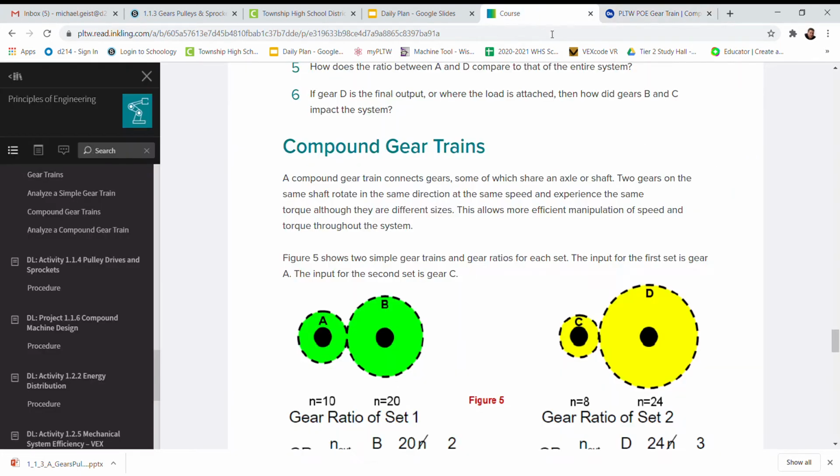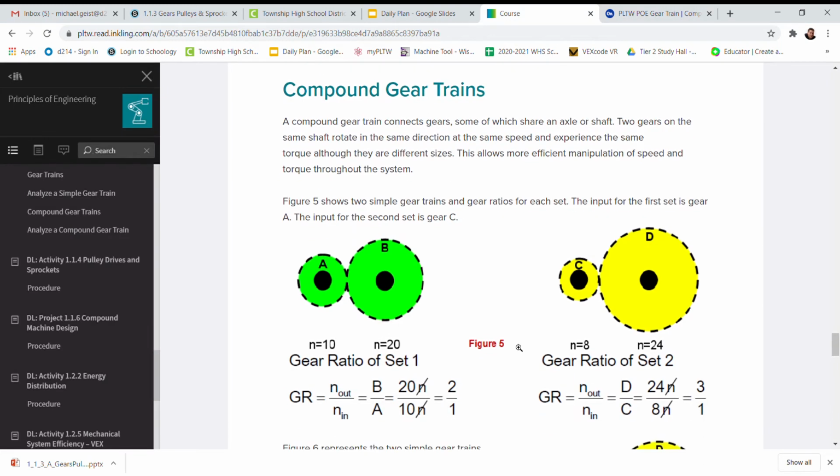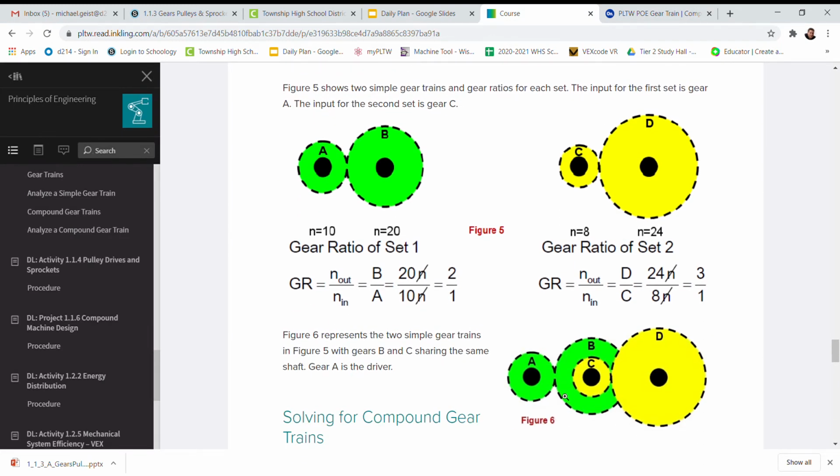All right, so if I go back to the activity here, you'll see that in this example I have an A, a B, a C, and a D compound gear system. B and C are sharing the same axle. So in my mind, I have to break these out into two separate simple gear trains. We have A connected to B, and we have C connected to D. Okay, remember, B and C share the same axle. All right, so they're rotating at the same speed, they have the same torque.